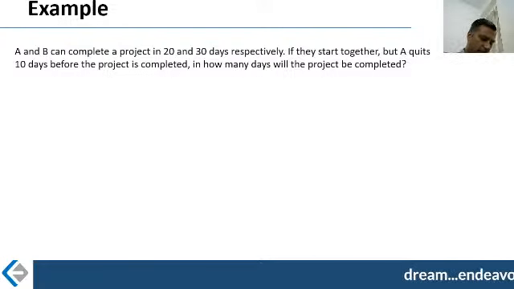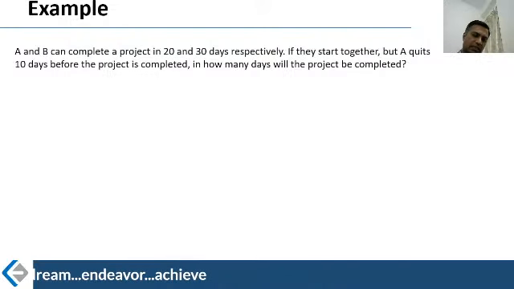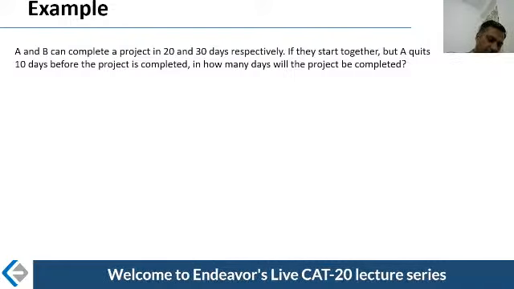A and B can complete a project in 20 and 30 days respectively if they start together, but A quits 10 days before the project is completed. In how many days will the project be completed? The starting point is more or less similar. It's very similar to the previous question, and the numbers are similar. Therefore, work is equal to 60 units, the LCM of the numbers.